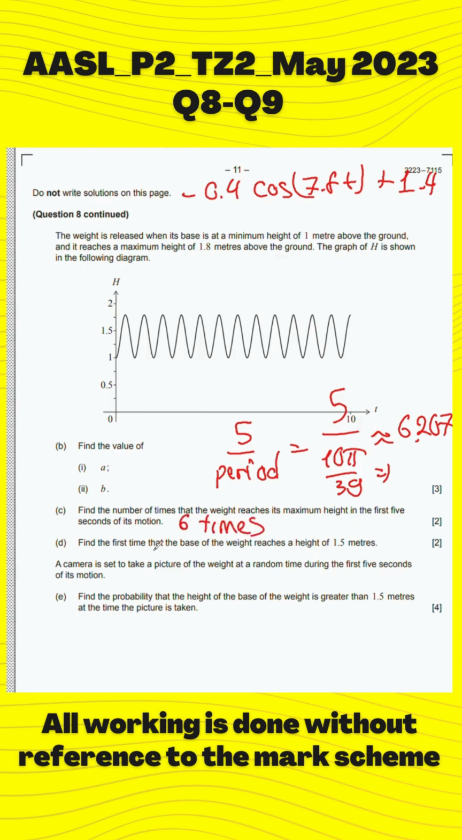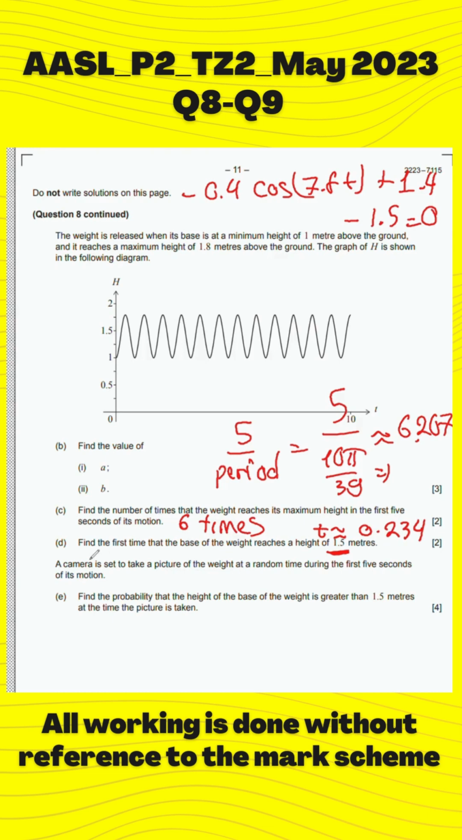D, find the first time that the base of the weight reaches the height of 1.5. So this represents the height, so this minus 1.5 equals 0. I put this function into the GDC and find the x-intercept. So the time will be nearly 0.234.